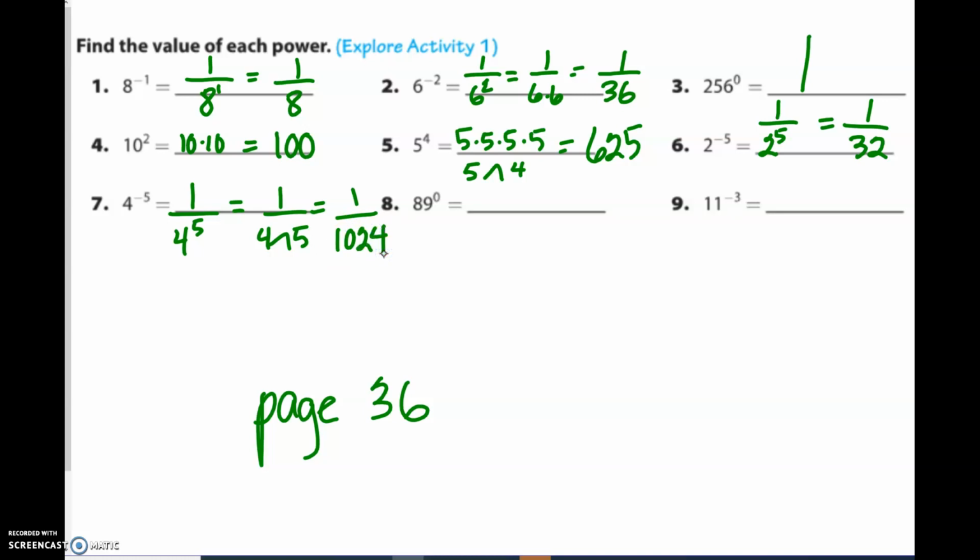So I get 1 over 4 to the 5th power, which is 1024. All right, 89 to the 0 power is just like number 3. Anything to the 0 power is 1. And number 9, negative exponent again. So remember, we're going to write that as 1 over 11. And when we write this exponent, it's going to be a positive 3. Grab your calculator. So you can go 11 caret 3. And this answer is going to be 1 over 1,331.